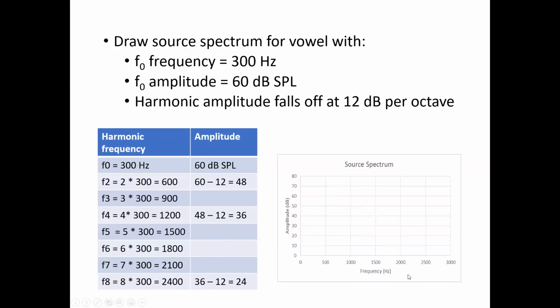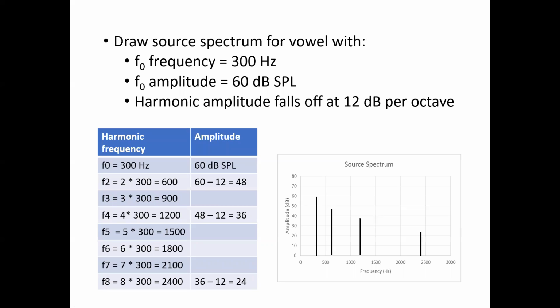So remember, we've got frequency along the x-axis and amplitude along the y-axis. And so here's my 300 hertz component. It falls at a frequency of 300 hertz. It has an amplitude of 60 decibels. And here at 600 hertz frequency, for my second harmonic, I have an amplitude of 48 dB. Here's my 4th harmonic, falling at 1200 hertz with an amplitude of about 36 dB. And here's my 8th harmonic at 2400 hertz with an amplitude of about 24 dB.